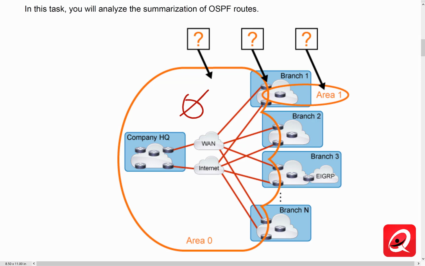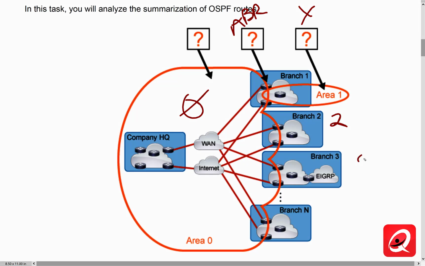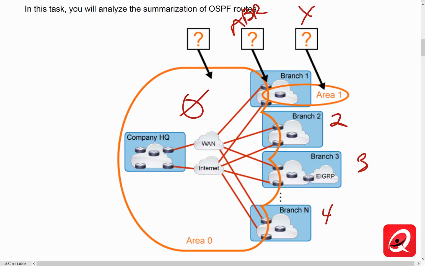Right? These are going to be ABRs. That's where we're going to be doing our summarization. And these will be area X depending on the branch. So area 2, area 3, area N, area 4, whatever. Makes sense.